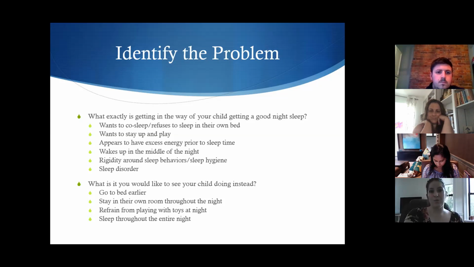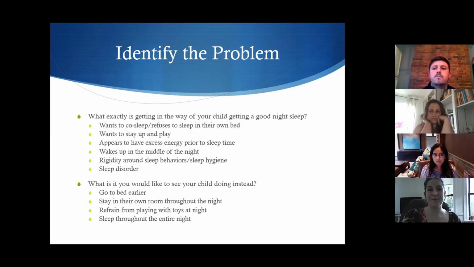And then also, what is it that you want to see your child doing instead? So instead of getting up in the middle of the night, do you want them to stay in their own room all night? What is the goal? For some families, it's just staying in their room throughout the night, or just staying in their bed, maybe with a book throughout the night. For others, it might just be refraining from playing with toys.